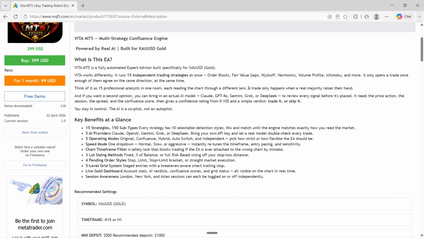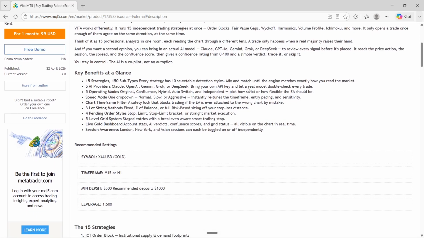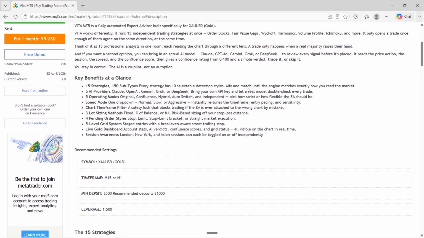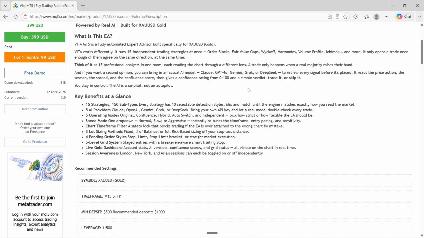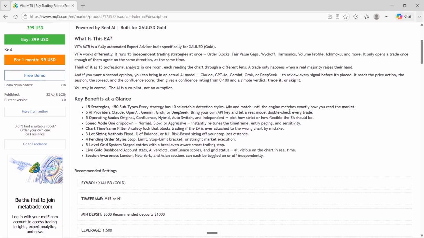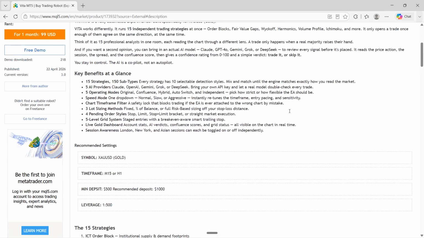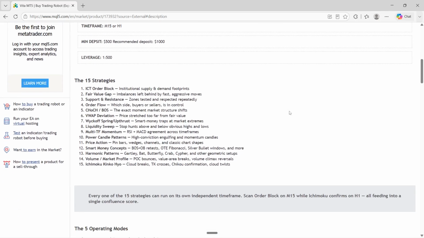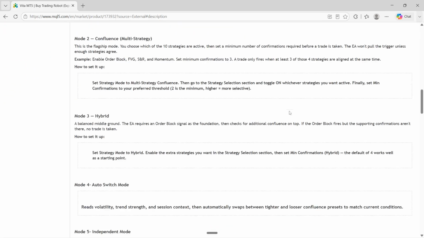Let's talk about the key features. The key features include the 15 strategy confluence engine, optional real AI copilots with 5 providers, 5 operating modes, speed presets, chart time frame safety lock, 3 lot sizing methods, 4 pending order styles, a 5-level grid system with smart trailing, live goal dashboard, and independent session controls.